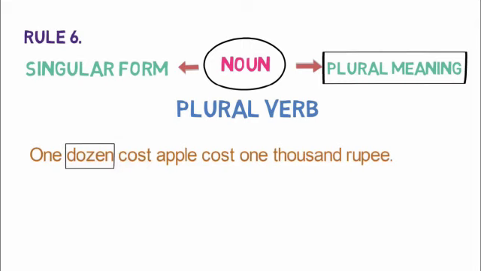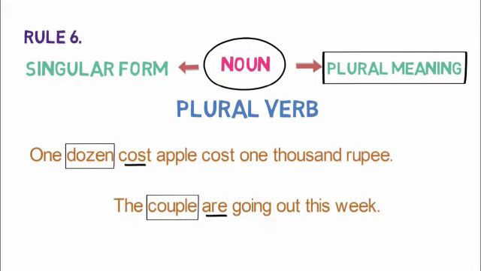Let's look into one more example. The couple are going out this week. So here the word couple is in singular form but it is plural in meaning. So we have used the word are here.